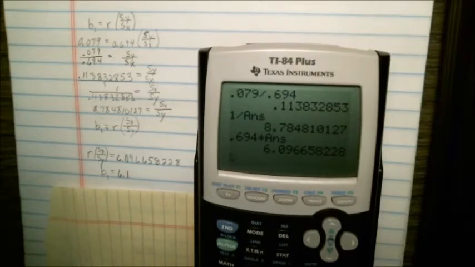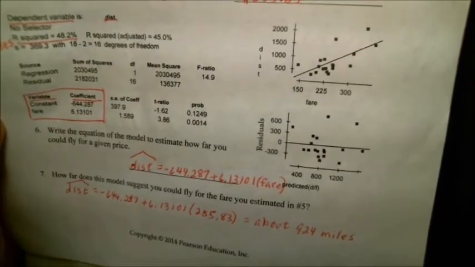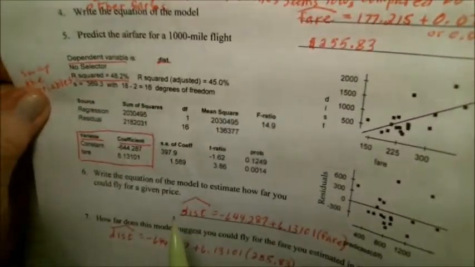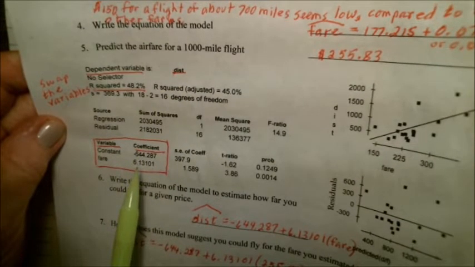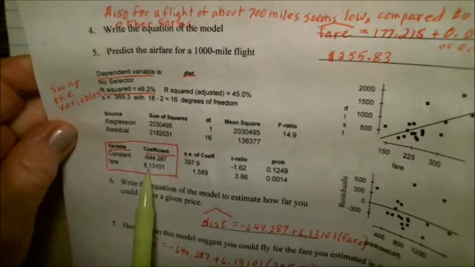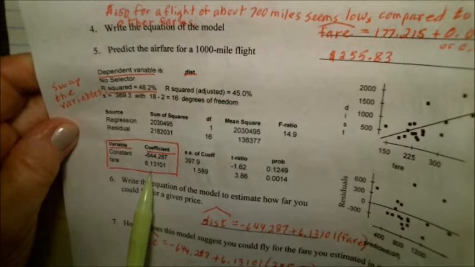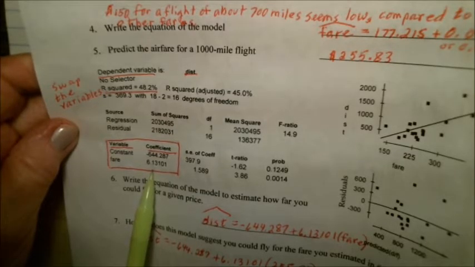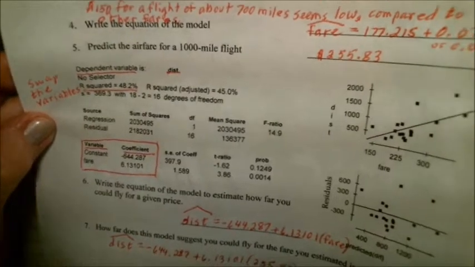I rounded to 1 decimal place because if we look back at the worksheet, at the computer printout for distance predicted from airfare, we see that the slope is 6.13101. So if we round to 1 decimal place, we are at the same spot, 6.1, for the slope of our new equation.